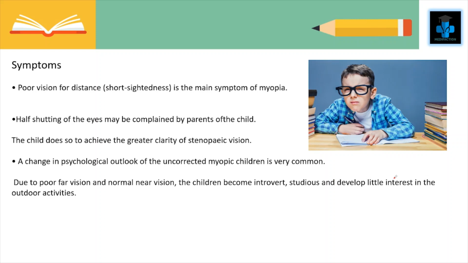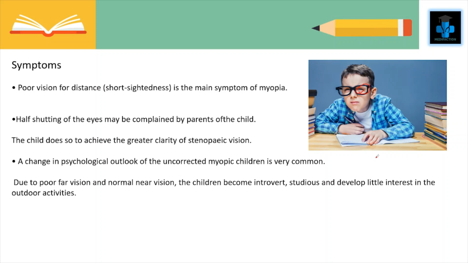Since it is the commonest type, let's learn about some of the symptoms of school myopia or simple myopia. There will be poor vision for distance, that is, short-sightedness is the main symptom of myopia, as we all know that. There will be half shutting of the eyes, as you can observe right here. Half shutting of the eyes may be complained about by the parents of the child. The child does so to achieve greater clarity of stenopeic vision.